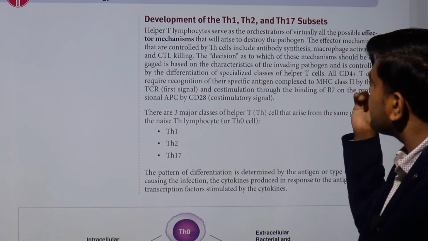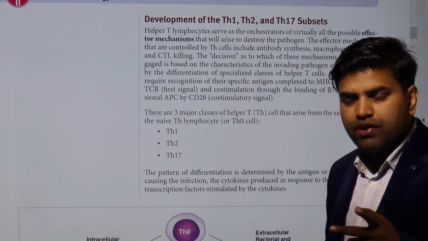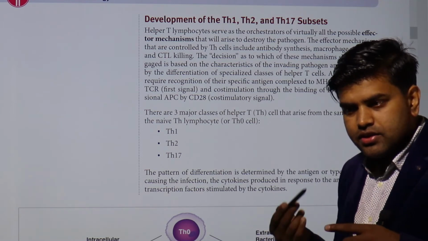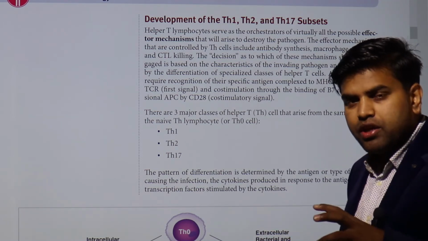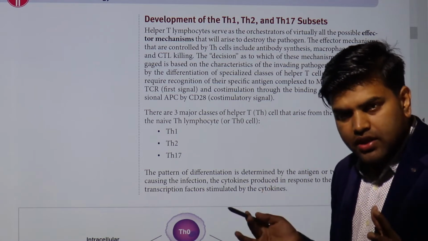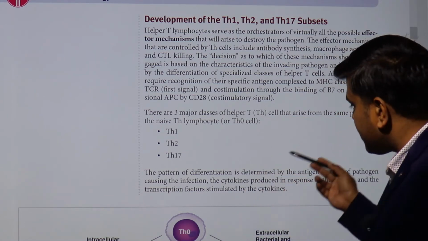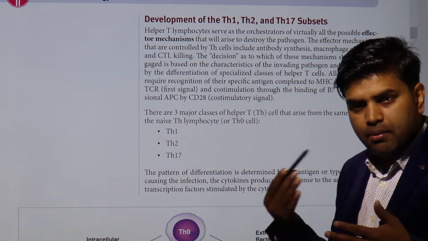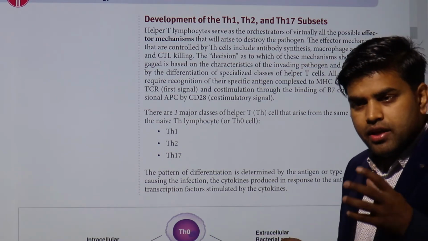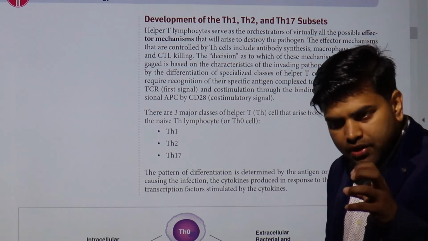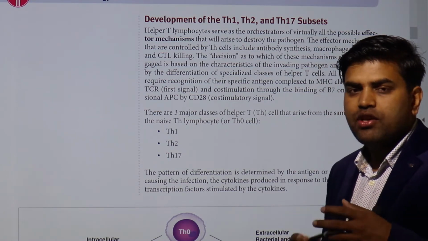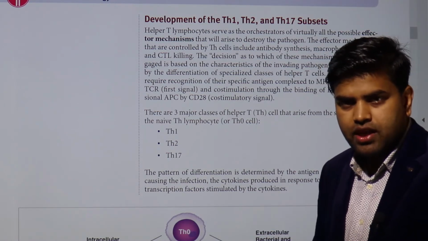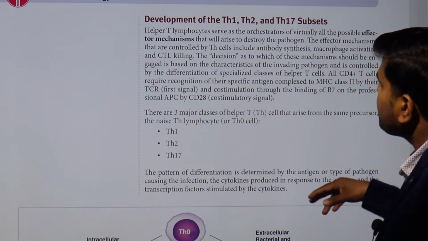And there is a Th17 subset that has two functions. One, it secretes regulatory proteins that regulate all these T cell functions. As well, there are some extracellular fungi and bacteria that will be controlled by chemotaxis of the neutrophils and phagocytic cells. Okay, so let's move through it.